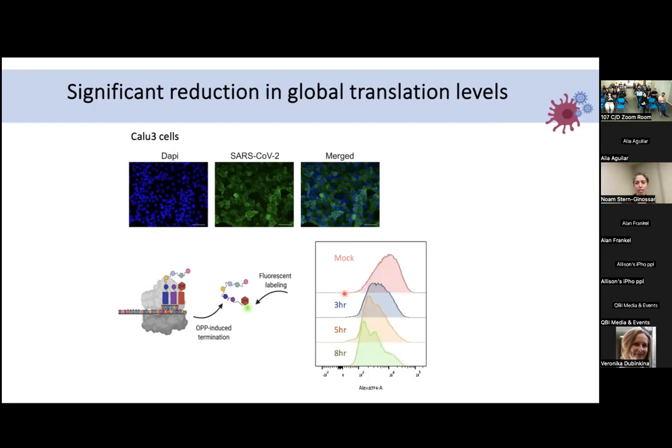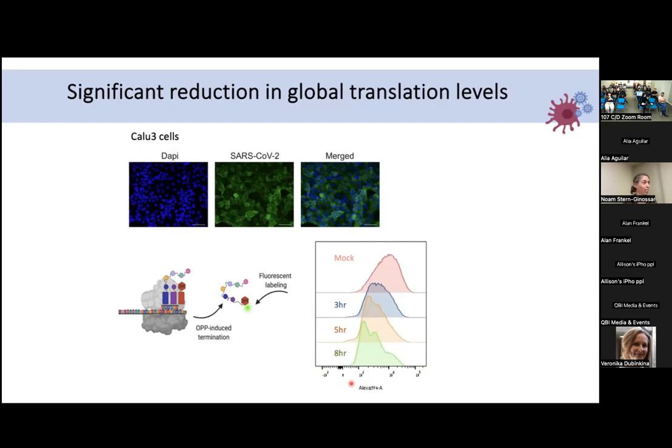So you can see here very clearly in uninfected cells, we have a nice amount of translation. And as infection progresses, 8 hours post-infection, there is more than 4-fold reduction in overall translation. So this shows SARS-CoV-2 is massively interfering with translation. But these are global measurements. We can't say what happens to viral RNA or cellular RNA.